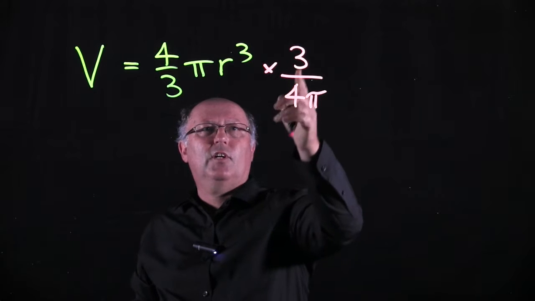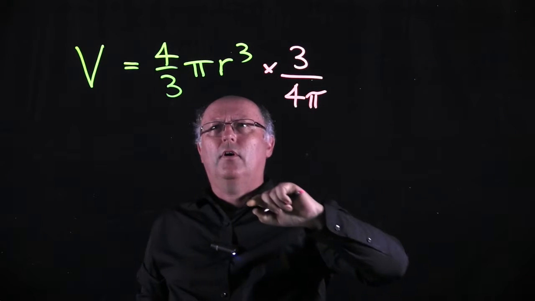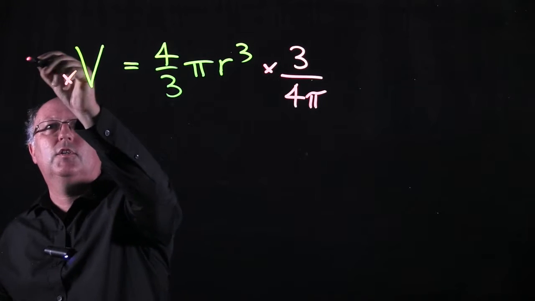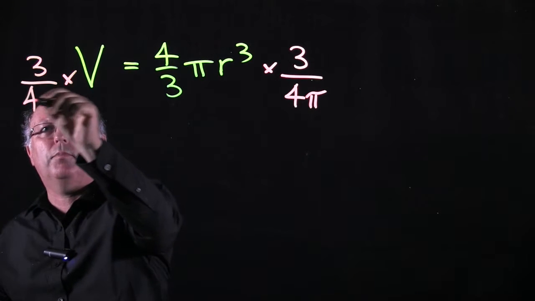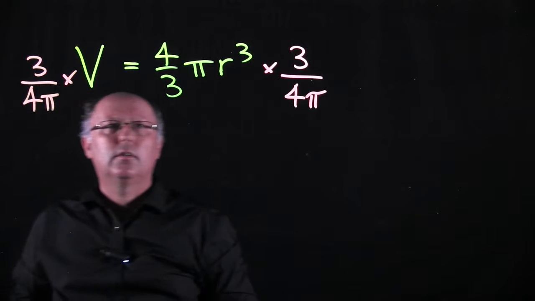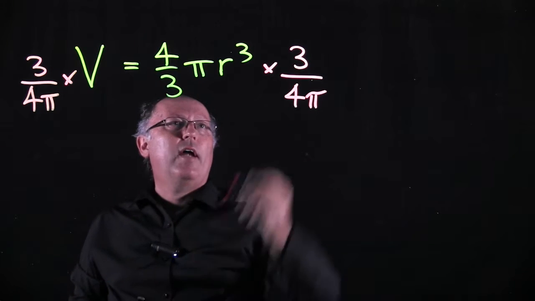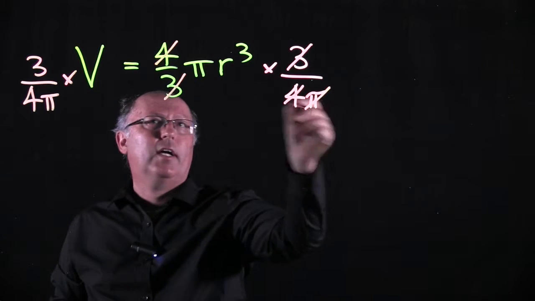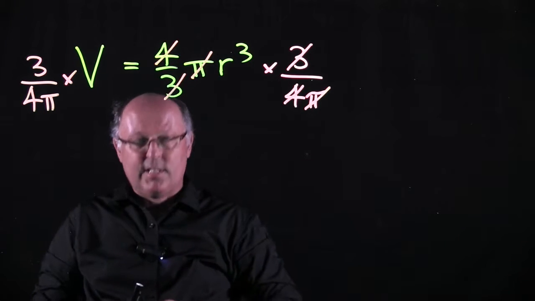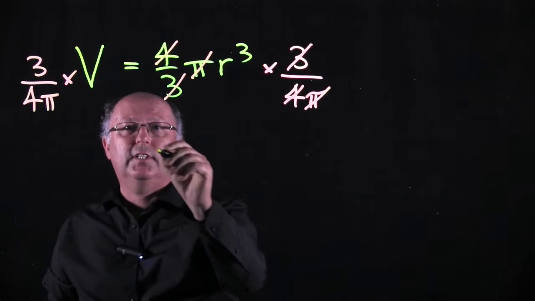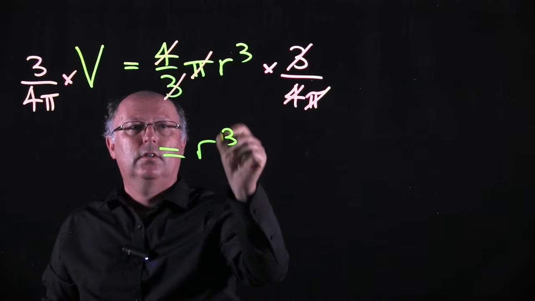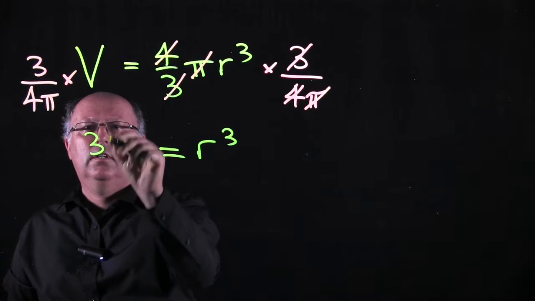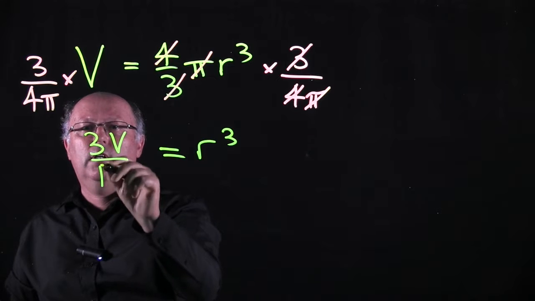So I'm multiplying the right-hand side by 3 divided by 4 pi. I must therefore do the same thing to the left-hand side. Multiply by 3 divided by 4 pi. On the right, the 3 cancels, the 4 cancels, and the pi cancels. And so the right-hand side has been reduced simply to r cubed. The left-hand side is 3 times v over 4 times pi.